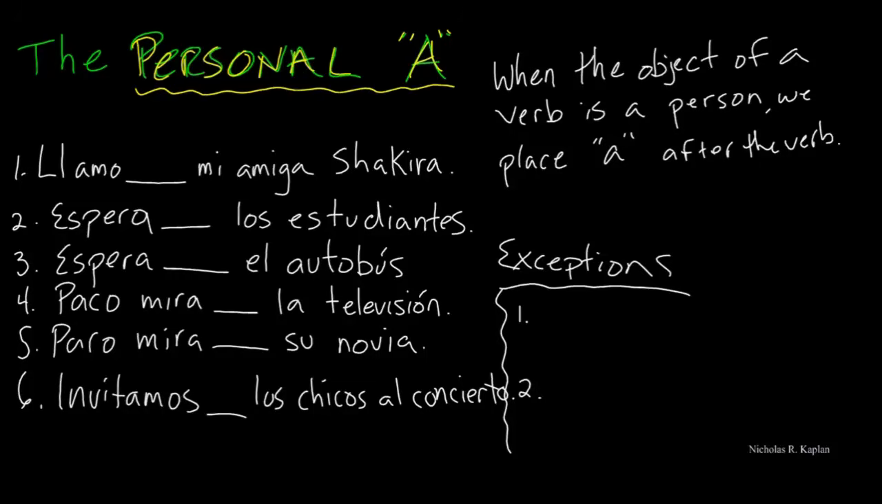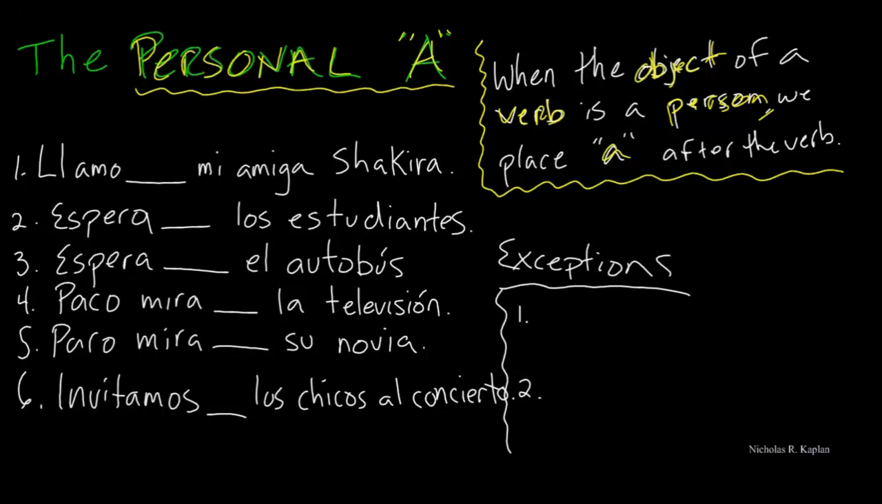The personal a is used when the object of a verb is a person. Then we place an a after the verb. So when the object of a verb is a person, we place an a after the verb. Now, part of the trouble is that this doesn't exist in English, and there's no direct translation. So really the best thing we can do is try a few examples.